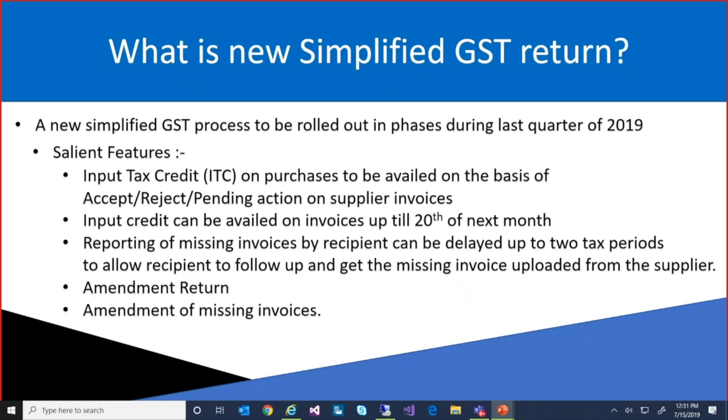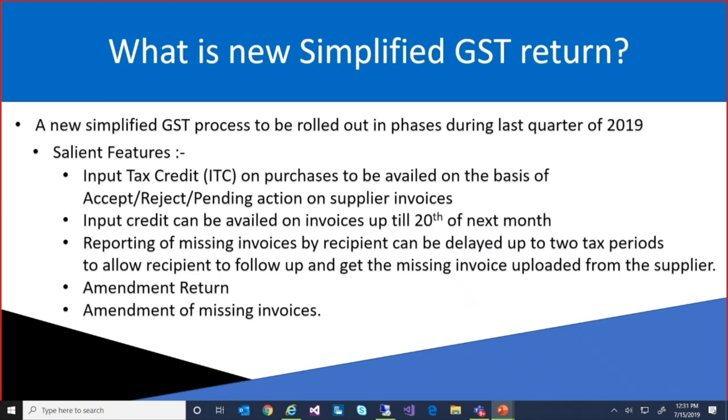The government is removing the multiple returns and introducing a single return. There the sales and purchase details will come into a single return. For that you have to file a return where Annexure 1 and Annexure 2 are there. Annexure 1 contains all the details of your outward supply. Annexure 2 will contain all the details of inward supply.